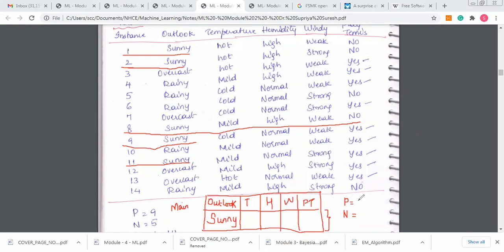And how many positives do I have there? 2, 3, ma'am. Just check the table and give me the number of positives and the number of negatives. Positive is 2, ma'am. Positive is 2, negatives are 2. Positive should be 3. Check it out, Sharmishta. 1, 2, and 3.